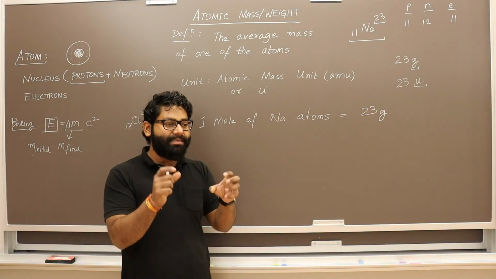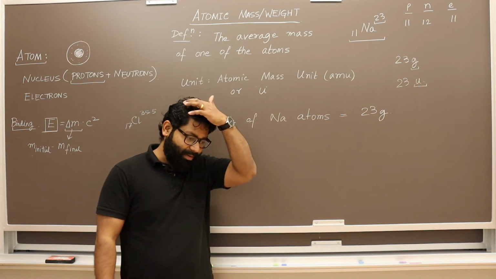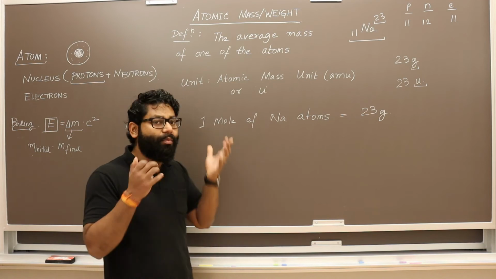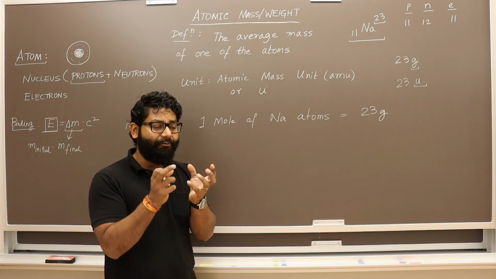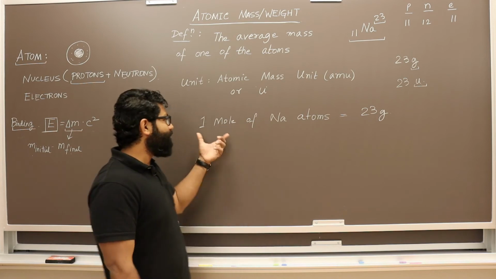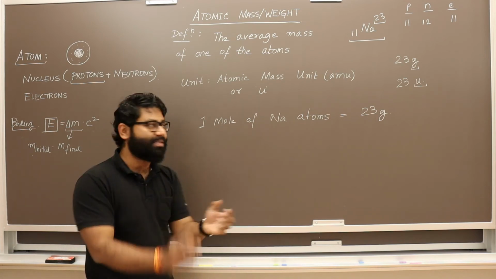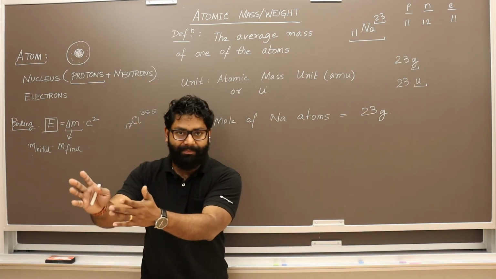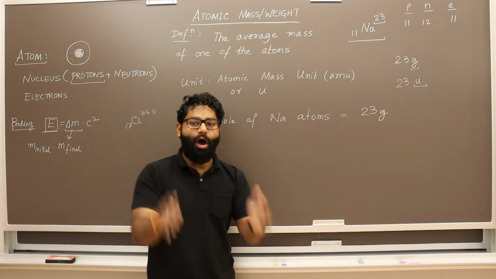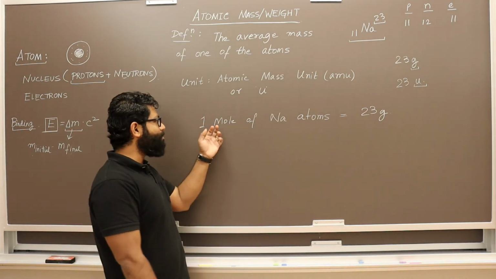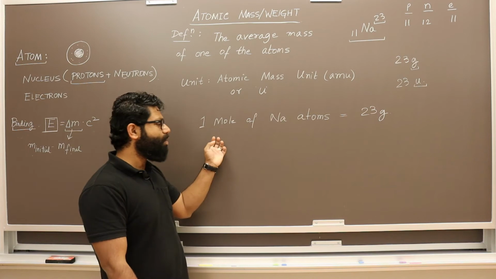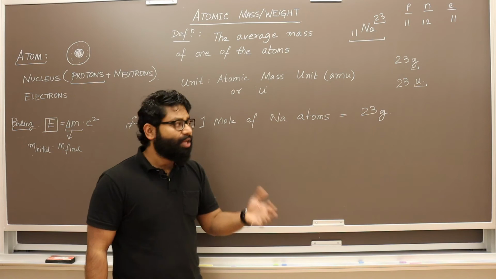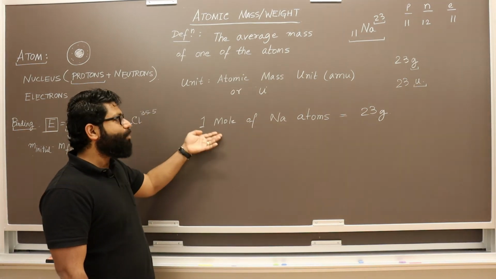It's like a dozen means 12, right? A score means 20. A pair means 2. So 1 mole is also a kind of measure of a quantity, a set of numbers. So you can have 1 mole of anything, right? You can have a dozen cupcakes. You can have a score of books. So you can have a mole of books, a mole of chalks, a mole of students. You can have a mole of anything. So in here, we are just having a mole of sodium atoms.